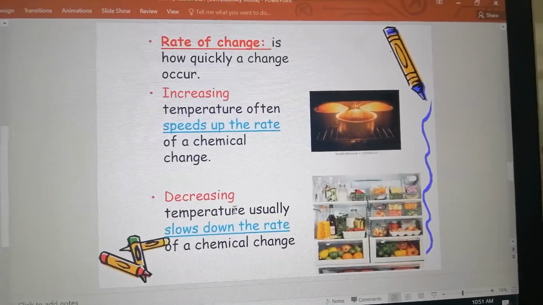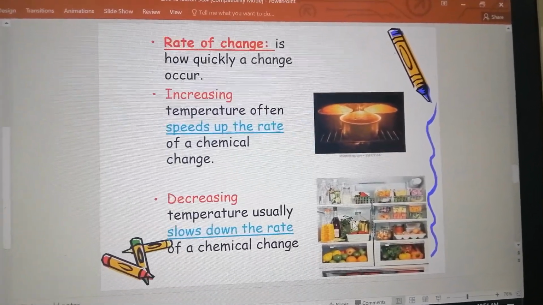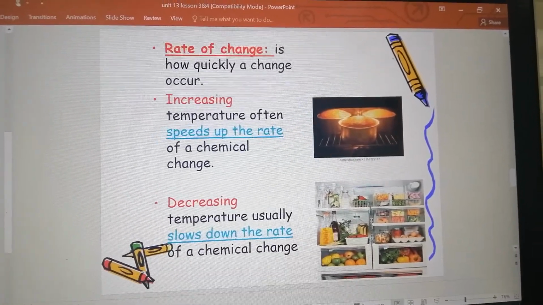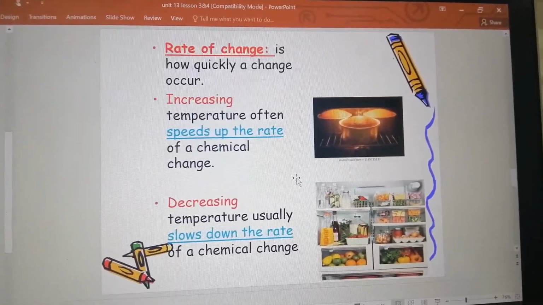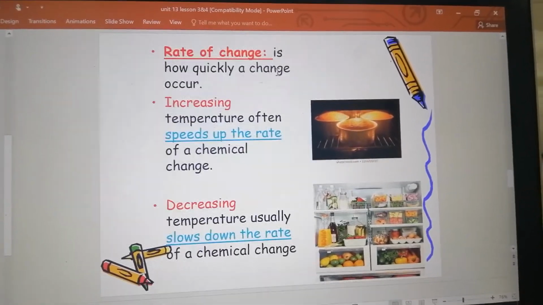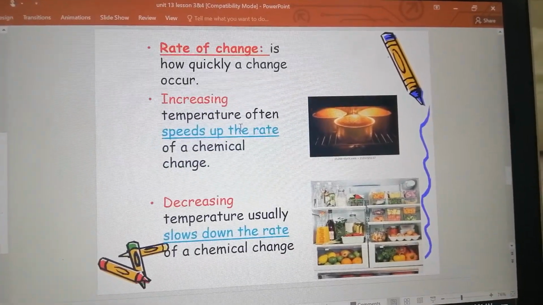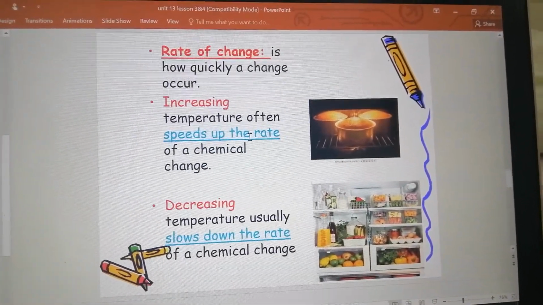Cake. Decreasing the temperature slows down the rate, like preserving the fruits in the fridge. Okay? Again, rate of change is how quickly a change occurs. If we increased the temperature, this will speed the rate of change.